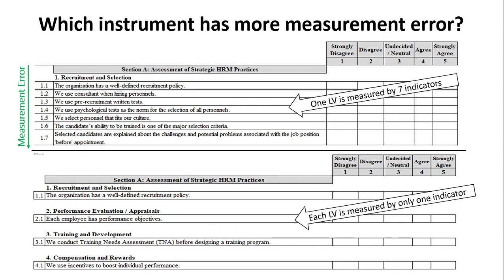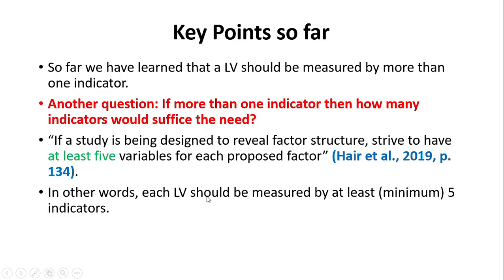Yes, you are right. The top one is going to reduce the measurement error because you are going to measure recruitment and selection with the help of more than one item. Whereas in the bottom one, you can see the measurement error tends to increase because you are going to measure one latent variable with the help of only one item. So it is highly advised to use more than one indicator item. Another question arises, how many?